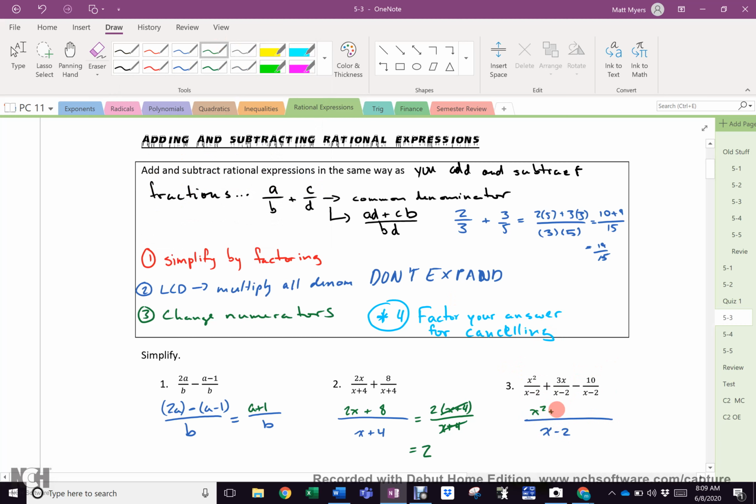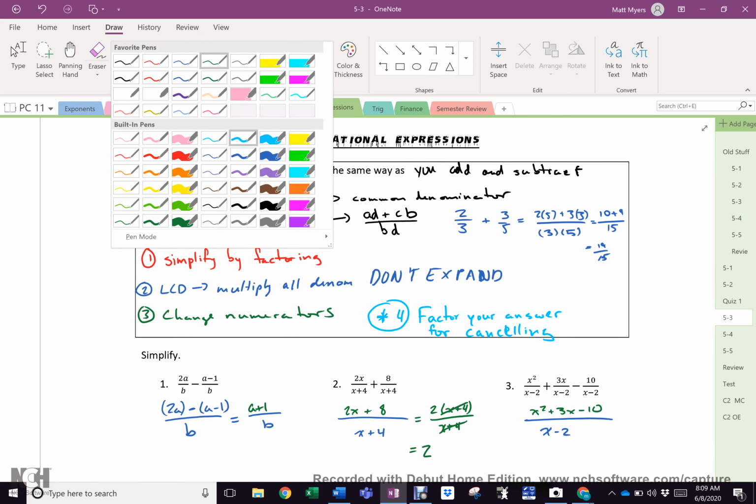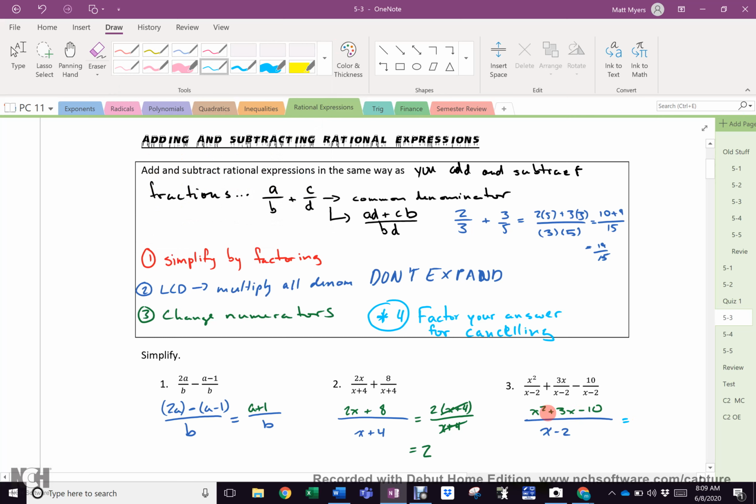So it's x squared plus 3x minus 10. There's our answer, but we'd better check for final factoring. That is x minus 2, x plus 5 over x minus 2. Cancel. So our final answer is x plus 5.